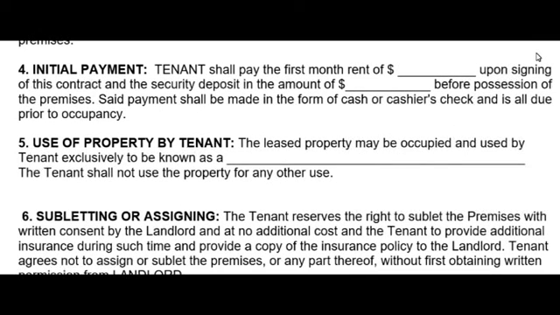4, initial payment. Tenant shall pay the first month rent of, put the dollar amount in here, upon signing of this contract and the security deposit in the amount of, and then you put the blank here, before possession of the premises. Said payment shall be made in the form of cash or cashier's check, should be Canadianized, and is all due prior to occupancy.